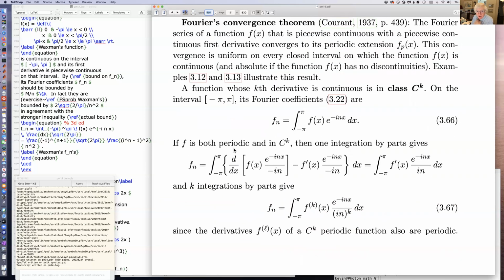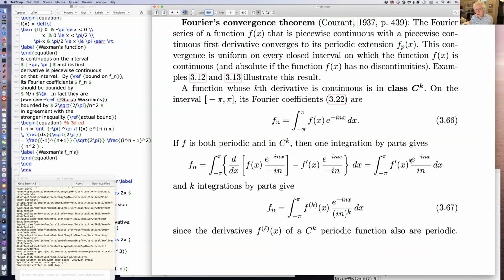But now if we say that it's both periodic and C^k, then you can integrate by parts, and what you get is that f sub n is, of course, this derivative. In other words, if you do the differentiation, the first term gives you this, which cancels, and then the other term, differentiating the exponential, you get this original expression. On the other hand, if it's periodic, then this term vanishes, and all we have is this term. The minus signs cancel.